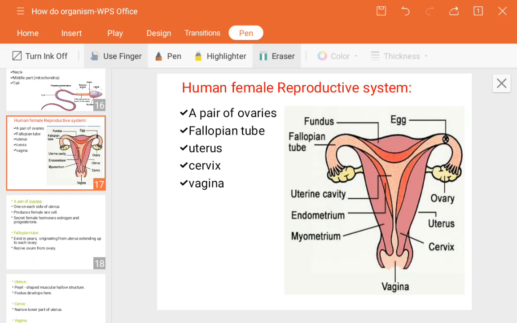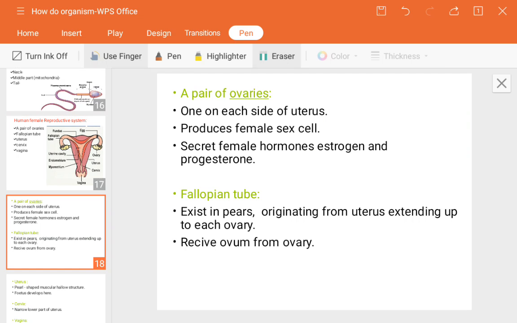So this was how the different parts consist of the female reproductive system. Now we will see in detail. A pair of ovaries, one on each side of the uterus. It produces female sex cells. It secretes female hormones, that is estrogen and progesterone. These hormones are helpful for the female reproductive system, which is produced by themselves.